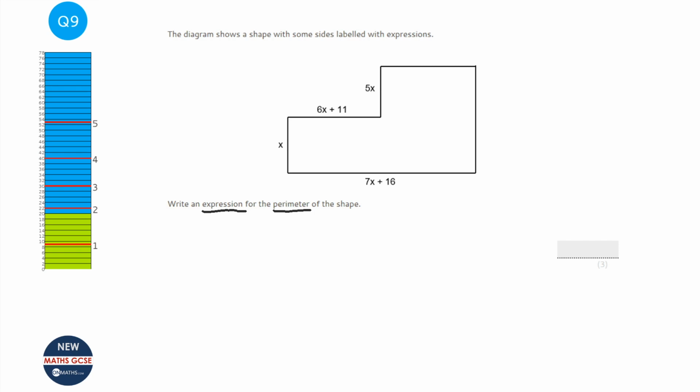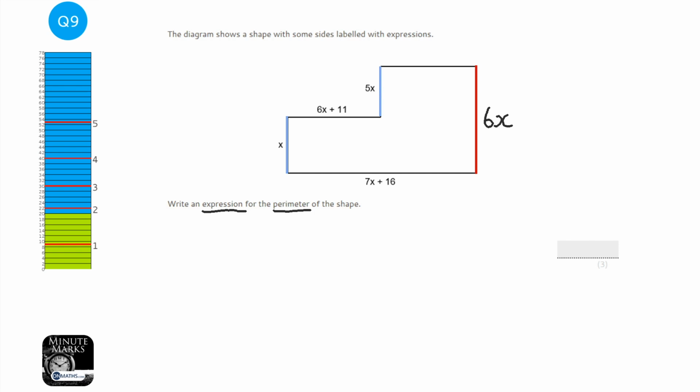Okay, so there are a few sides missing, so I'm going to try and find out this side first. And to get this side, we're going to add the 5x here with the x there. So 5x plus x is 6x. So we've got that one.